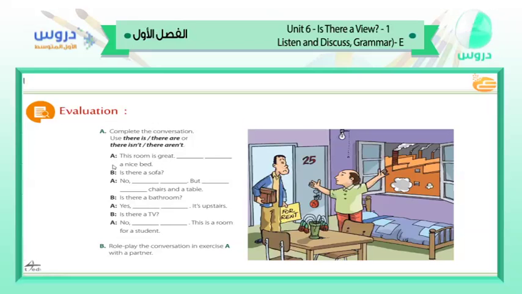Here we have A and B. For example, this one is A and this is B. This room is great. A nice bed.